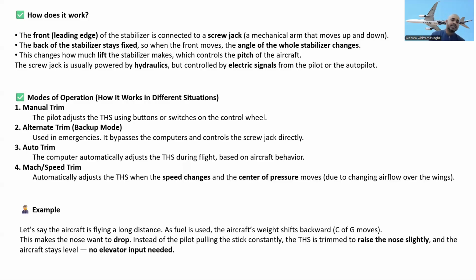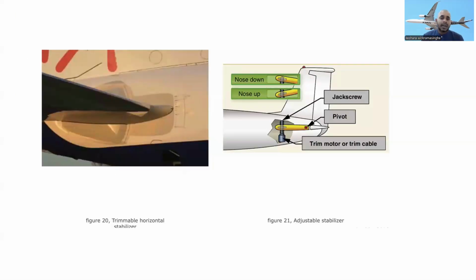All right, so for example, let's say the aircraft is flying a long distance. As fuel is used, the aircraft weight shifts backward, like the center of gravity moves. So this makes the nose want to drop. Instead of the pilot pulling the stick constantly, the THS is trimmed to raise the nose slightly and the aircraft stays level. No elevator input is needed. So that is called the trimmable horizontal stabilizer.